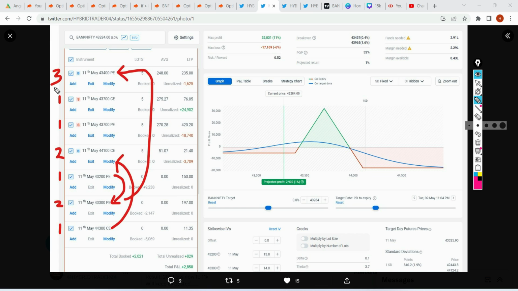Now if you look at this three, simple, guys. The second adjustments what I have done is, I have exited the 43,300 PE, and then I have rolled up to 43,400 because the market was downside. Right now, when the market is downside, I need to reduce this loss. Try to understand, guys. I need to reduce this loss.